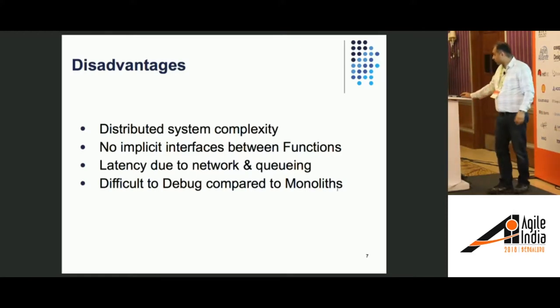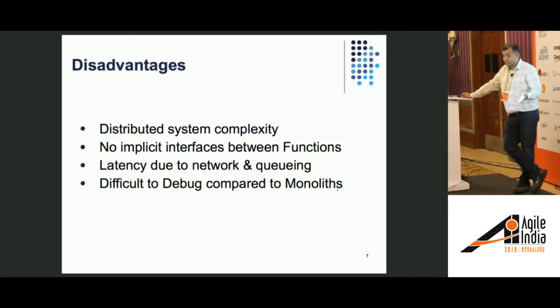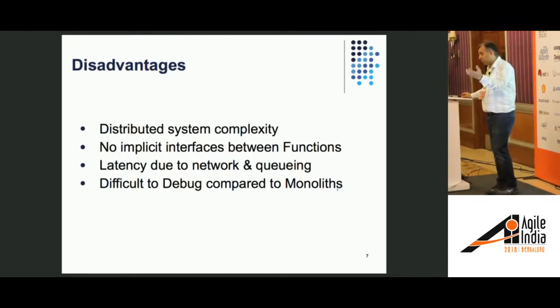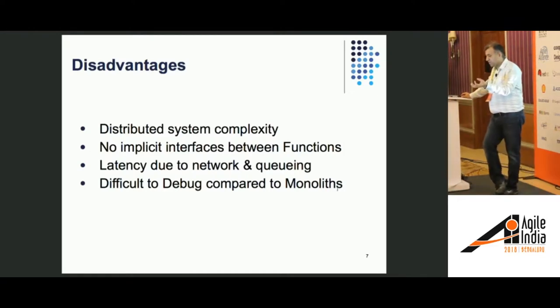There's a latency. F1 calls F2, you're passing through a network. The network has its own latency. It has a queue, because being asynchronous in nature, the same function can receive multiple requests from multiple people and queues them up in the order in which it processes. So there's latency introduced in the system.